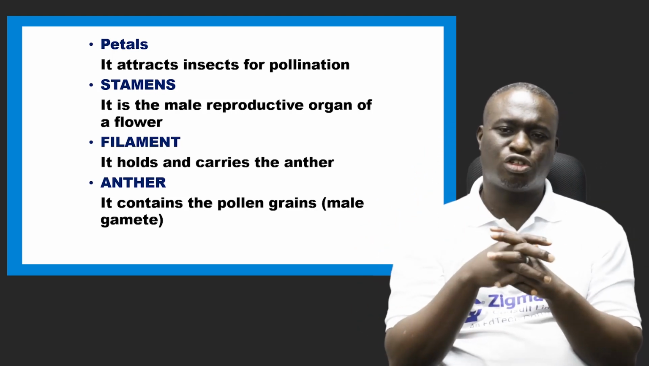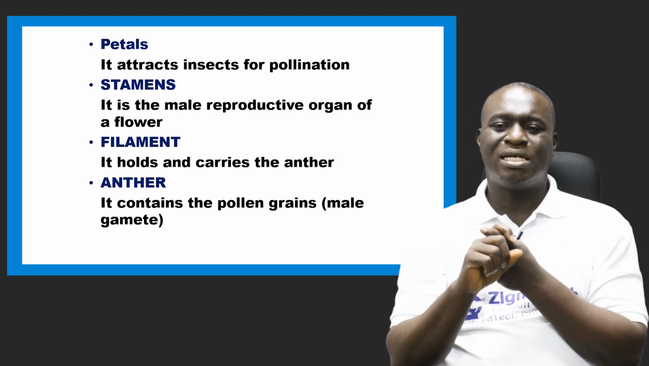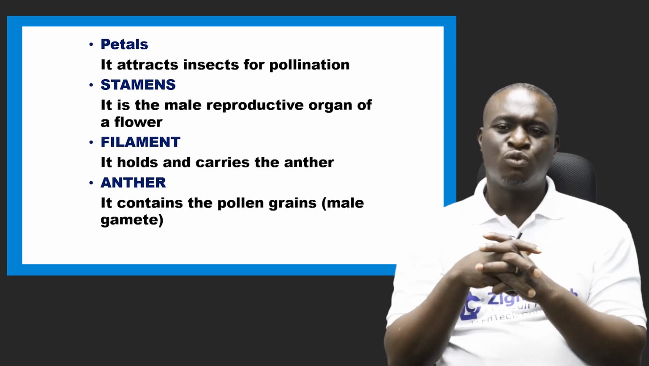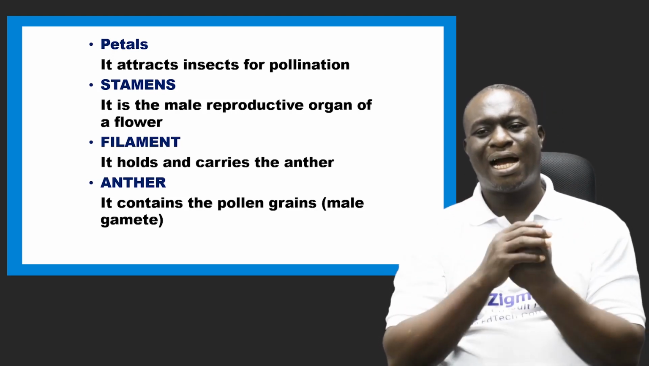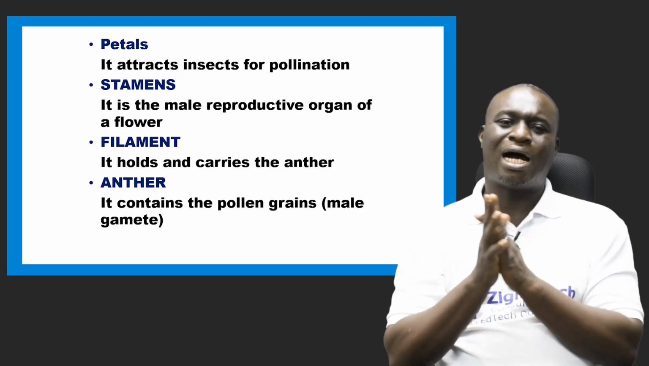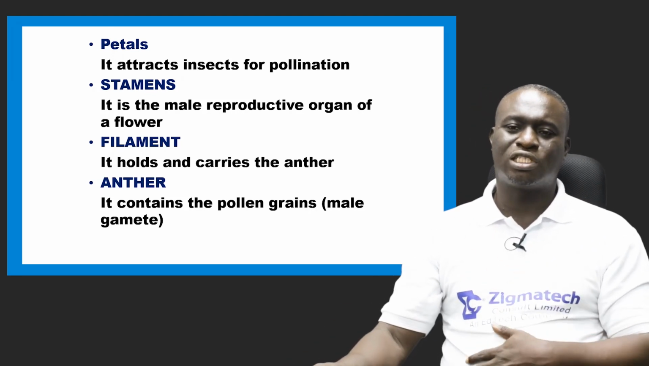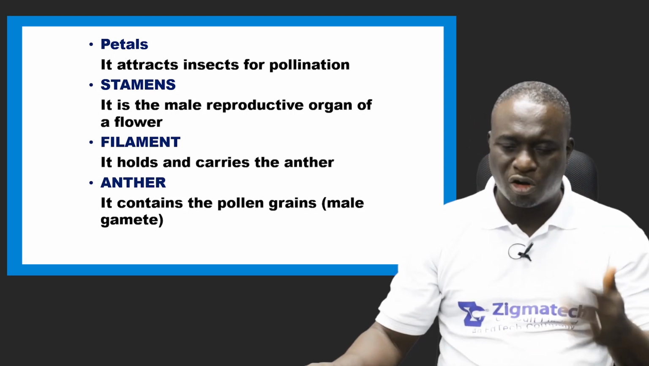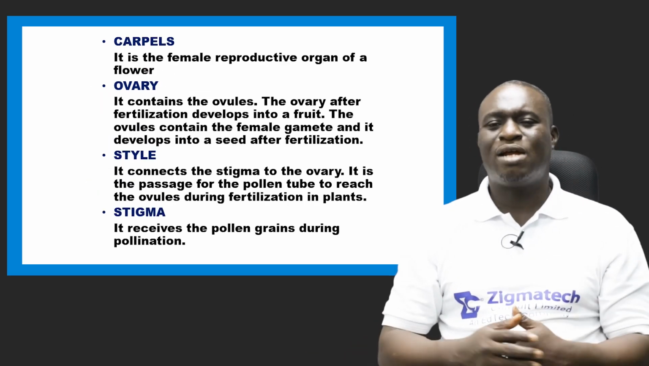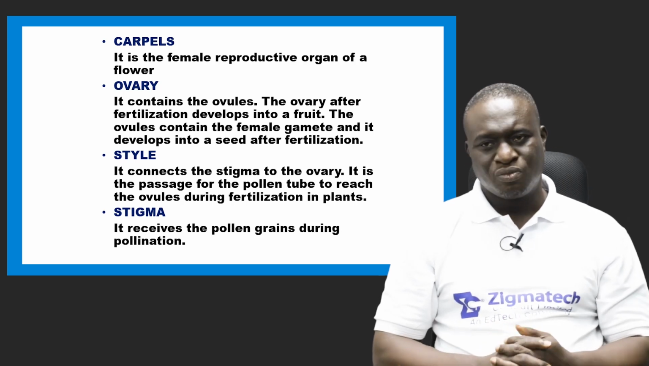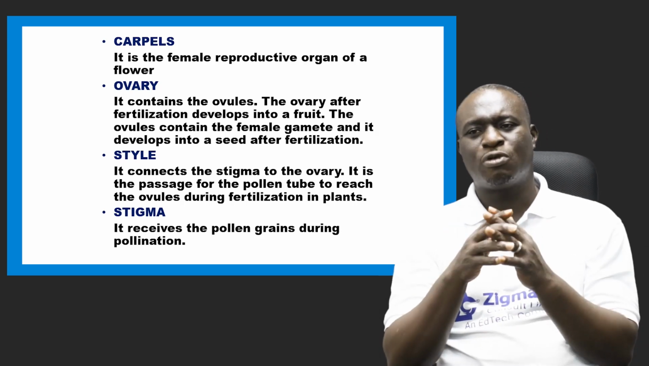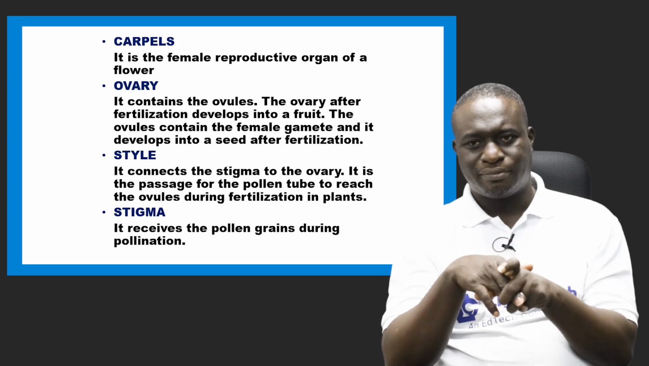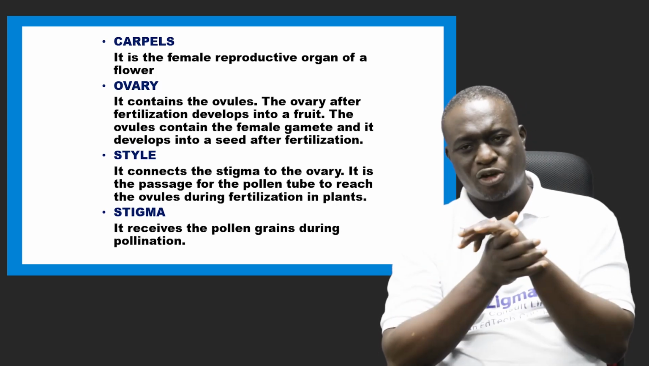We're going to be looking at the structures of it. So the filament carries and holds the anther, while the anther actually carries the pollen grains, which are the male reproductive sex cells of a flower, or you can call it the male gamete of a flower. And then we also have the carpels. The carpel is the female reproductive organ of a flower.